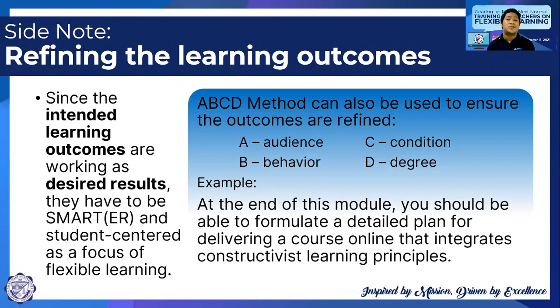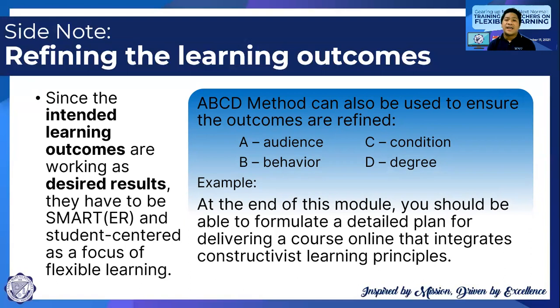At the end of this module, that is actually the learning condition, because the condition is that they have to finish the module. So at the end of this module, you, that's the audience, okay, who are the learners in that activity, you should be able to formulate, that's the behavior, what will be the expected behavior that the students need to perform or produce at the end of the module, to formulate a detailed plan for delivering a course outline, that's the behavior.